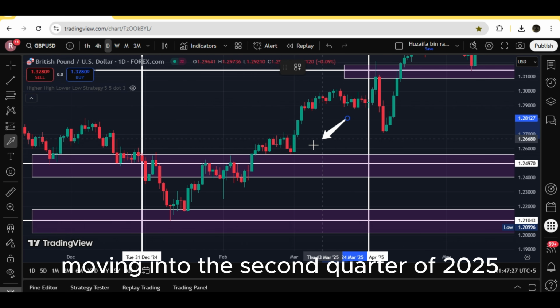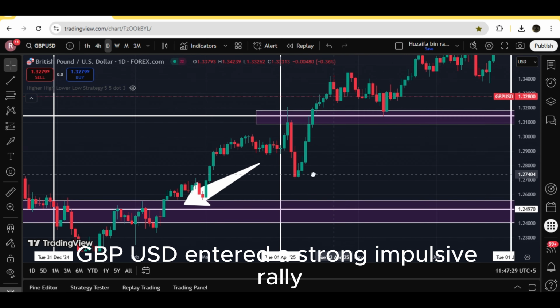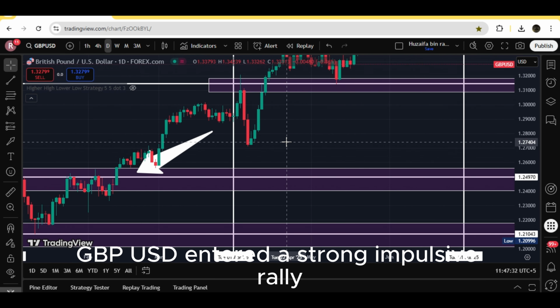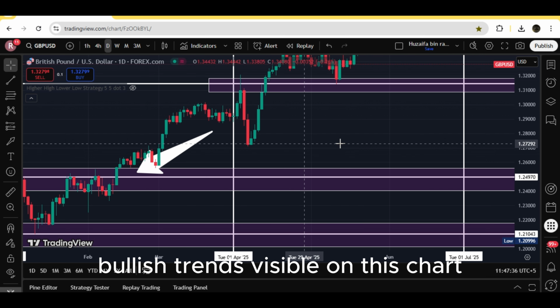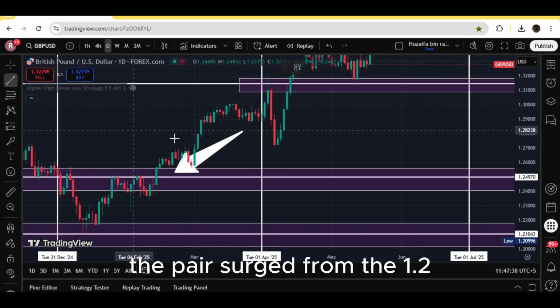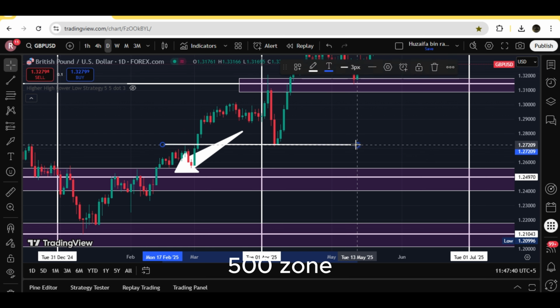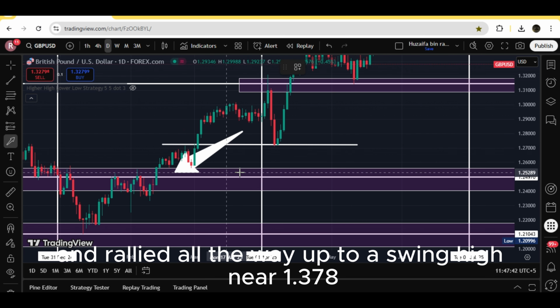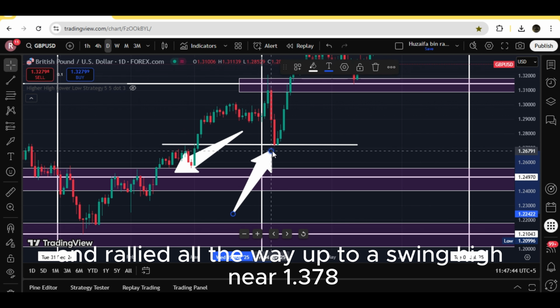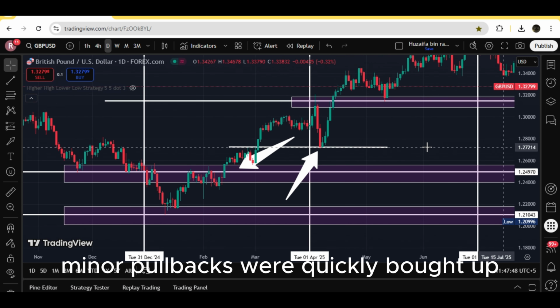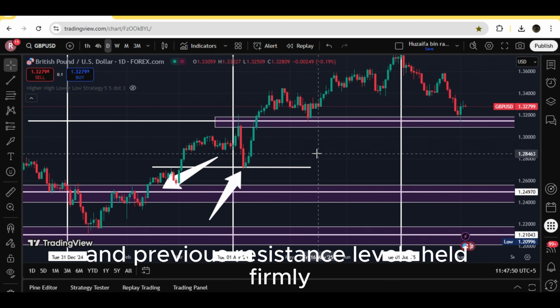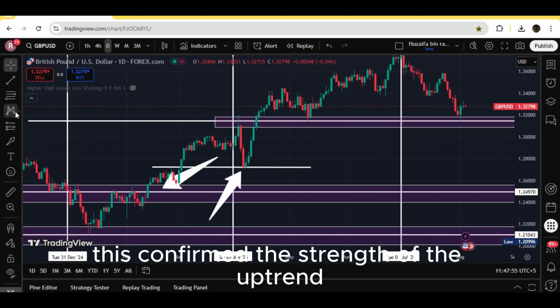Moving into the second quarter of 2025, GBP USD entered a strong impulsive rally. This was one of the cleanest bullish trends visible on this chart. The pair surged from the 1.2500 zone and rallied all the way up to a swing high near 1.37888. During this leg, minor pullbacks were quickly bought up, and previous resistance levels held firmly as new support. This confirmed the strength of the uptrend.